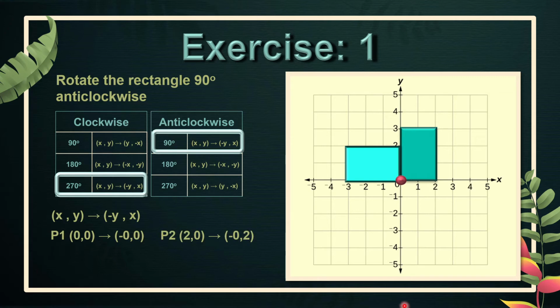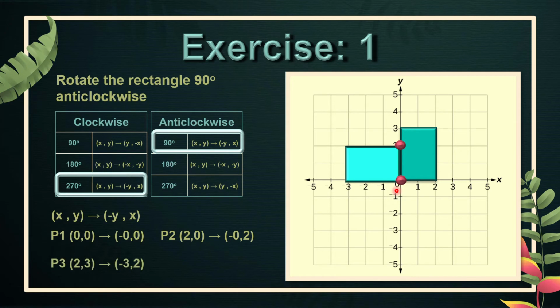Okay, for point 2, it's 2 and 0, 2x and 0y here. Let's see here. You will take the x and put it in y's place and put the y in x's place and make the y negative, so it will be negative 0 and 2. Of course, negative 0 won't do anything. It will be 0 and 2. So it will be 0x and 2y. So this is the new point here.